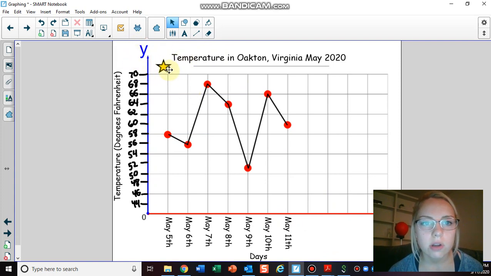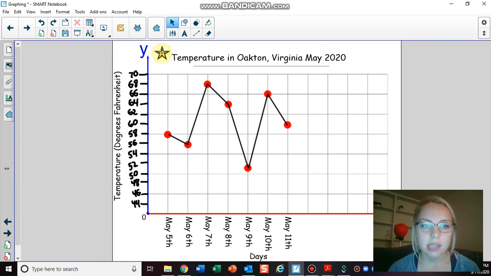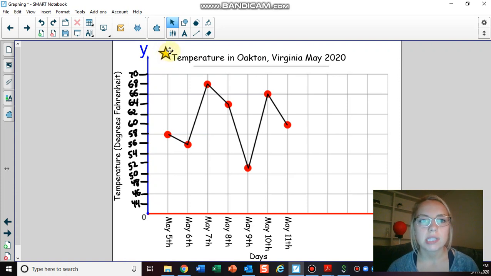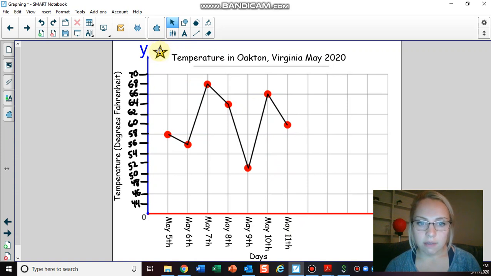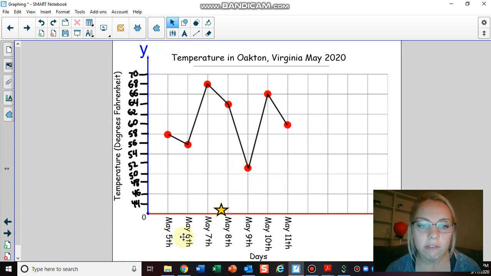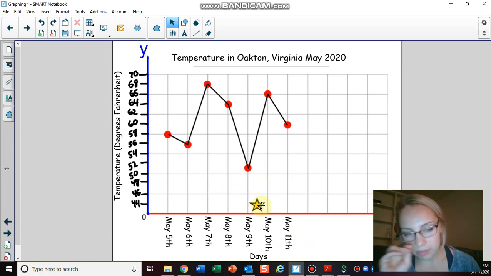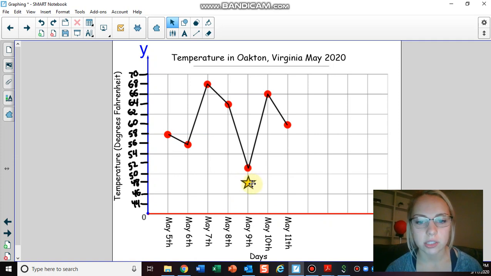We're of course going to use our star tool for that. If you can tell me which date had the lowest temperature, go ahead and think of that, and we're going to answer that question. So which date had the lowest temperature in the week of May 5th through May 11th? If you said the answer was May 9th, you are exactly right. The lowest recorded temperature for May 5th through May 11th was 51 degrees. So our answer is May 9th.